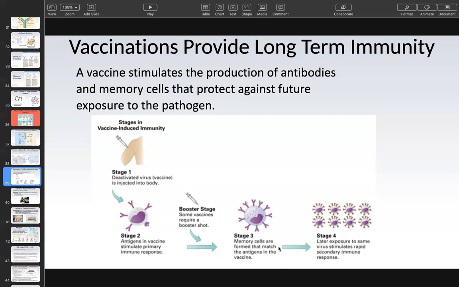So later on, if the patient saw or was truly exposed to that same pathogen, then memory cells will relatively quickly produce and secrete IgG antibodies to fight that pathogen and avoid long-term illness.